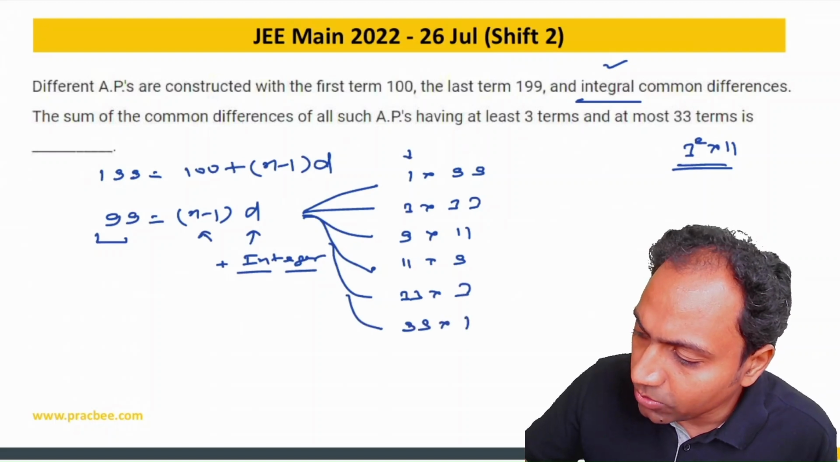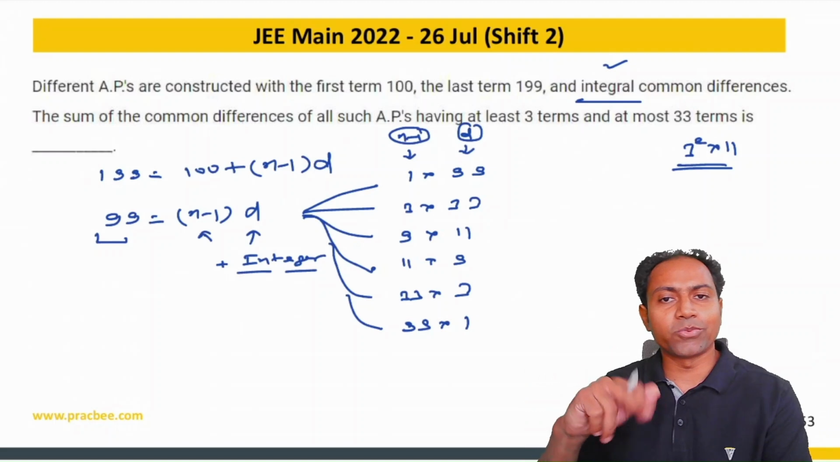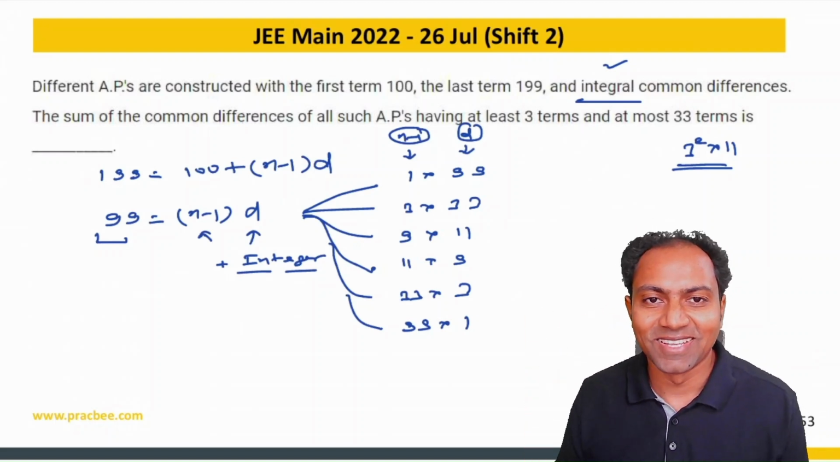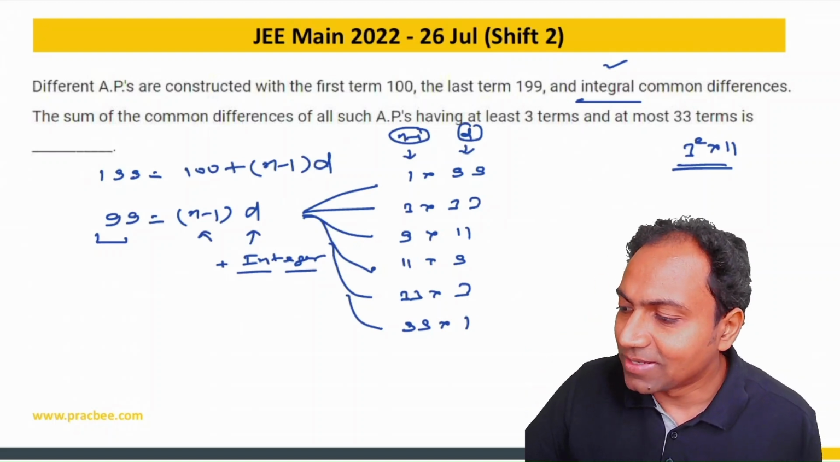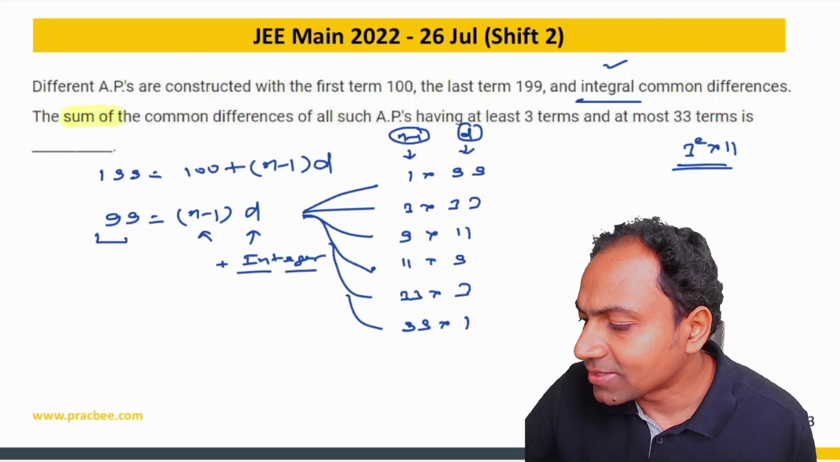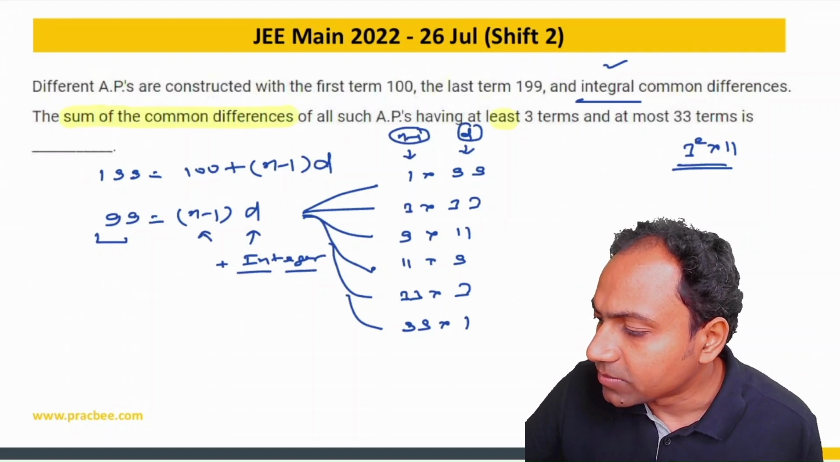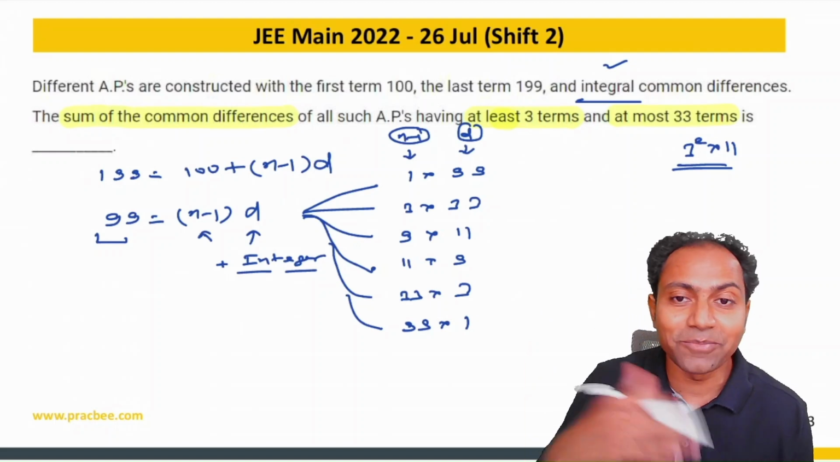So here the first value that we are writing is the value of n minus 1, and the second value is the value of d. So 1 into 99 is different from 99 into 1, because the values of n minus 1 and d get reversed. Now they have given one more restriction in the question. We have to find the sum of the common differences such that the total number of terms is at least 3 and at most 33. So we cannot have fewer than 3 terms or more than 33.